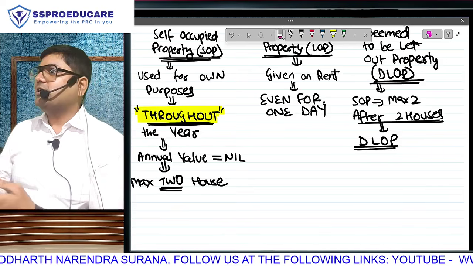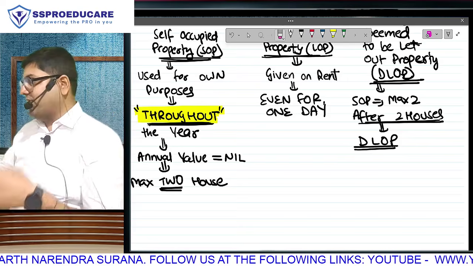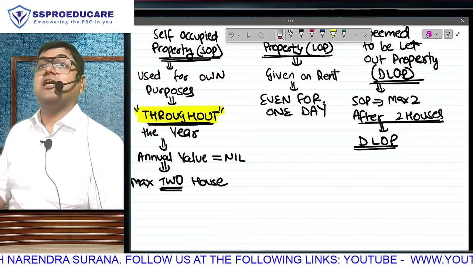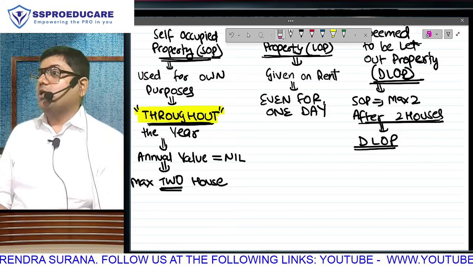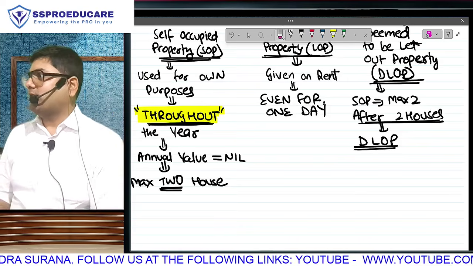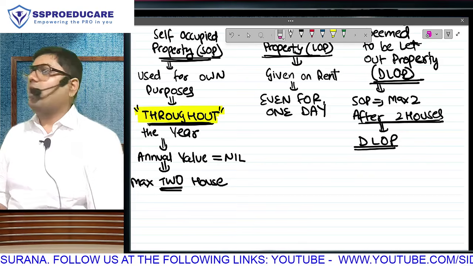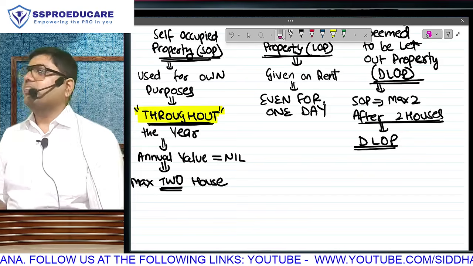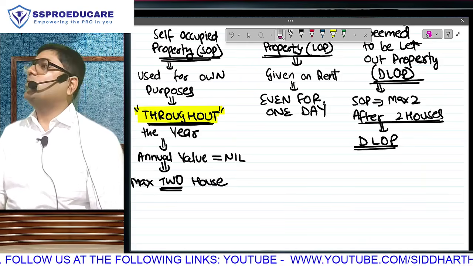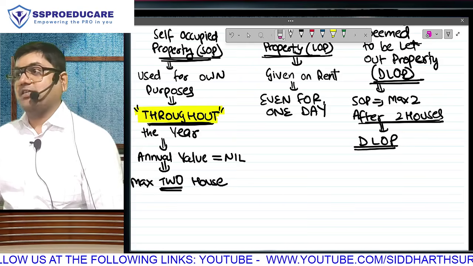But these guys say that we will not be covered under DLOP. Why? Because, sir, this is stock in trade, we will sell only when we get a proper price. You can't force me to sell my stock in trade. You can't force me to rent my stock in trade. I will keep it locked. After a point, the government realized that investors are giving false information that this is our stock in trade.